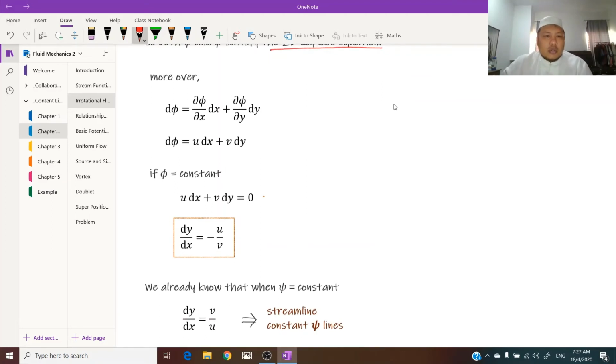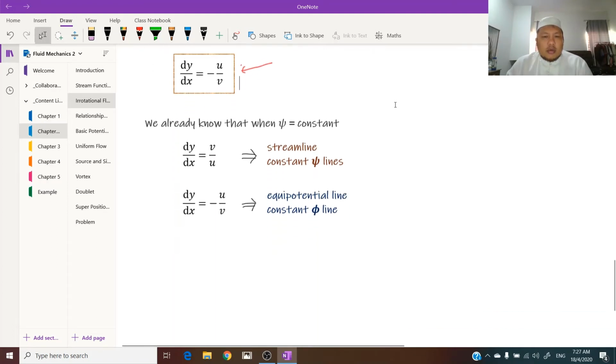Okay. Moreover, we have dphi equal to del phi/del x dx plus del phi/del y dy. So again, if we solve this, dphi equal to u dx plus v dy. So if phi is a constant, we have u dx plus v dy equal to 0, and again, we can see the same equations that we have seen as we compare to the previous one, in the stream function.